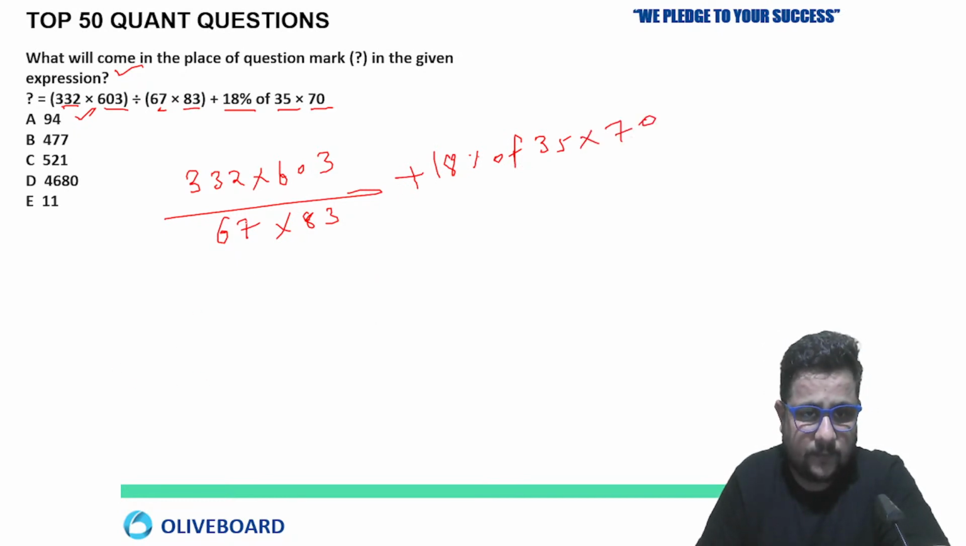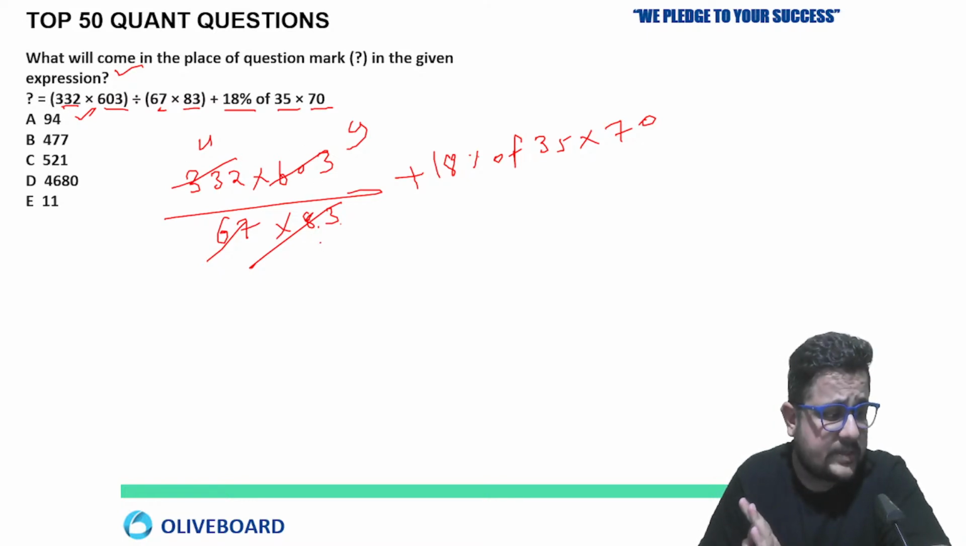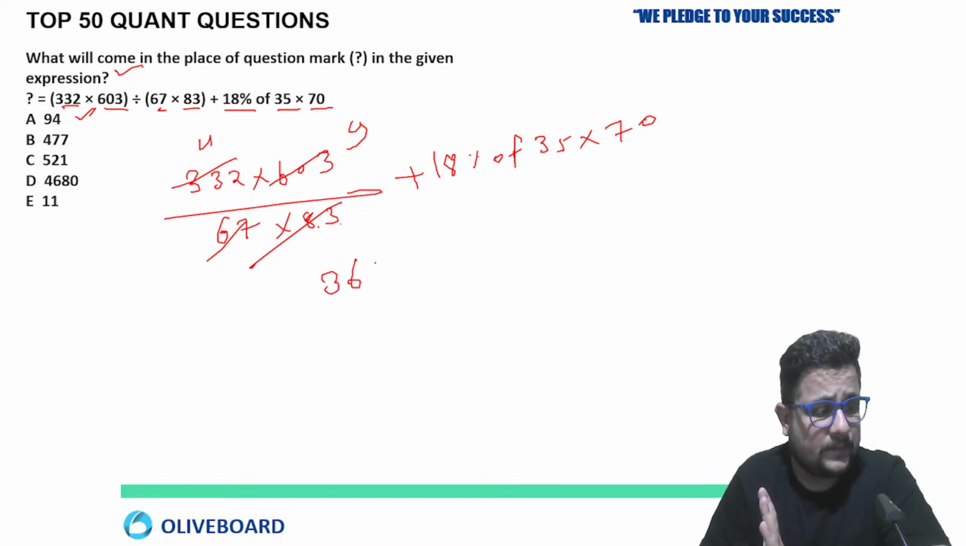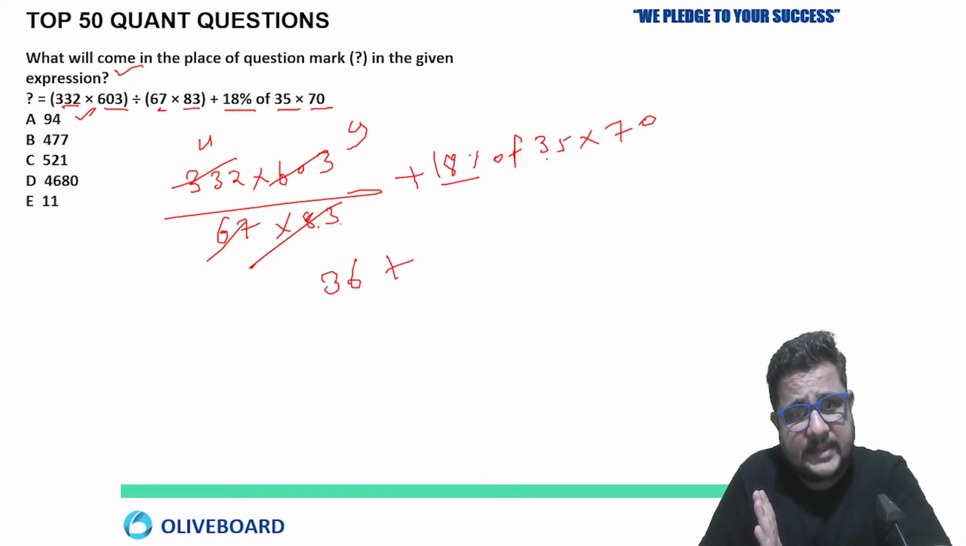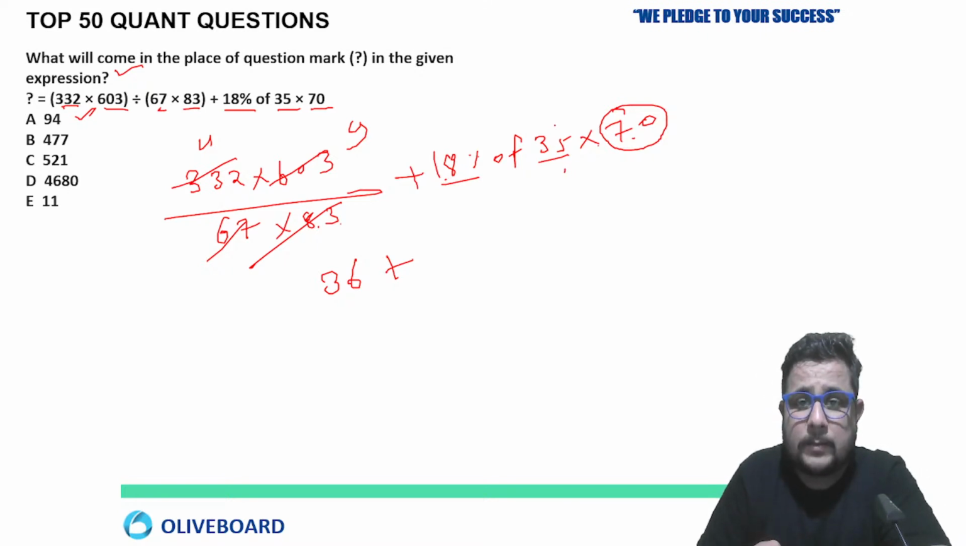See, 603 divided by 67, it cancels 9 times. 8 4s are 32, 3 4s are 12, so 332 will be cancelled 4 times by 83. So 9 into 4. What I mean to say is your calculation needs to be good here. 9 4s are 36, plus 18% of 35 multiplied by 70. So either you can calculate 18% of 70 then multiply by 35, you can do anything, but here I must suggest you go with 35.